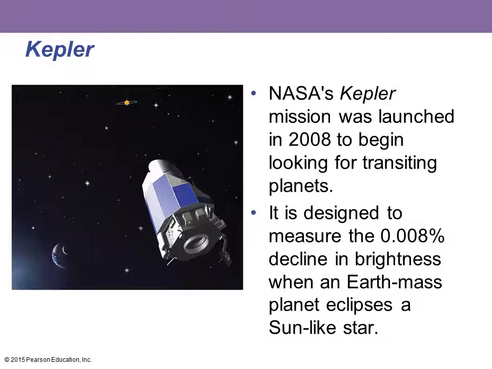This is the spacecraft that's been doing so much for us since 2008, looking for transiting planets. It's designed to measure very, very small drops in brightness when a planet passes or eclipses a sun-like star.